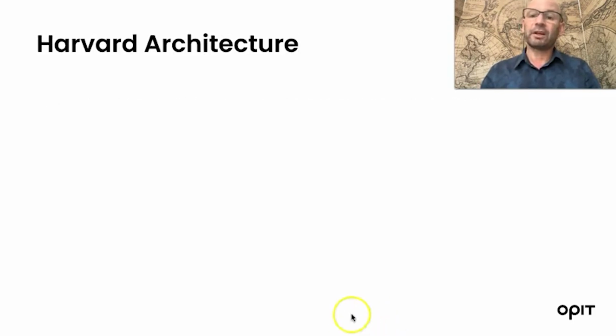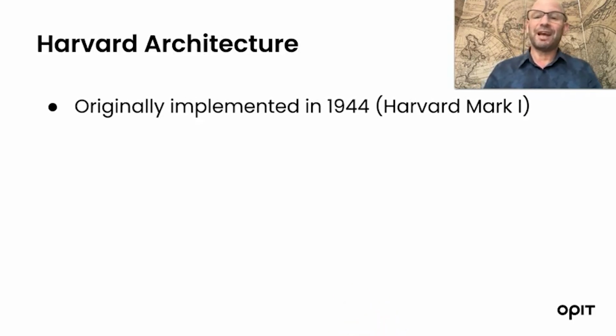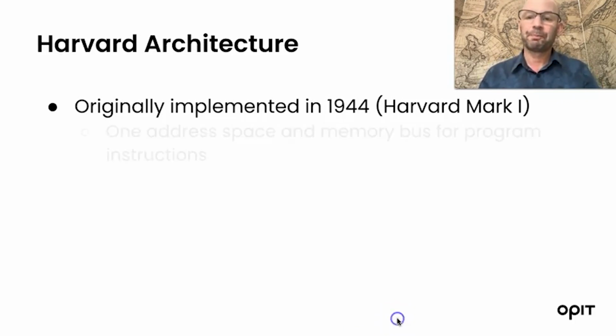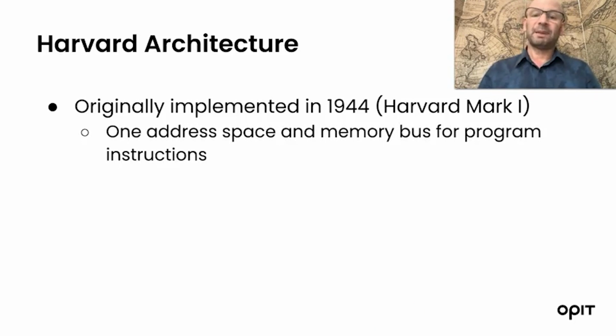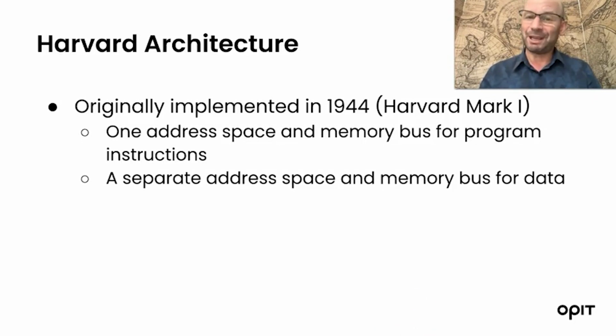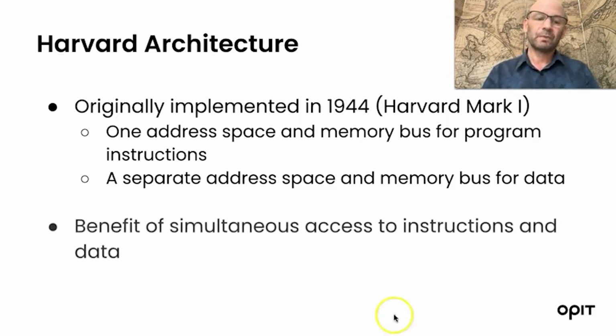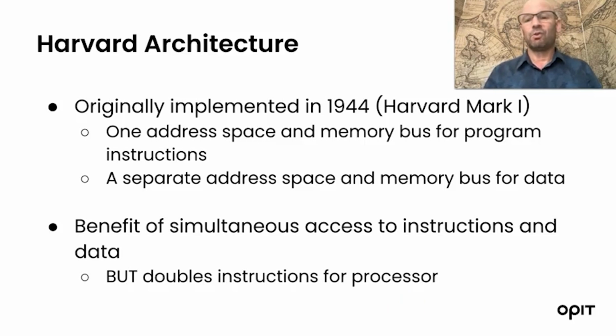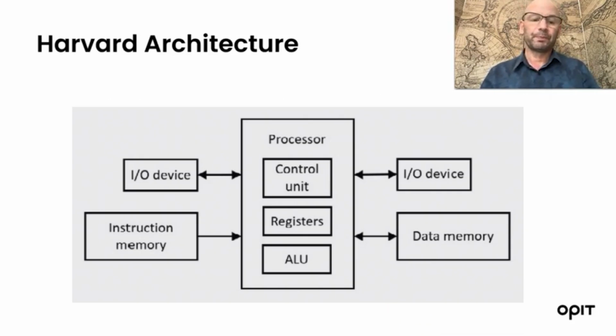Moving on to the Harvard architecture, originally implemented around the same time, one year earlier in 1944 as the Harvard Mark I. And it had one address space and a memory bus for program instructions, and a separate address space and memory bus for data, so separating program instructions from data. So the benefit of this is simultaneous access to instructions and also to data. But the one issue is that it doubles the instructions needed for the processor.